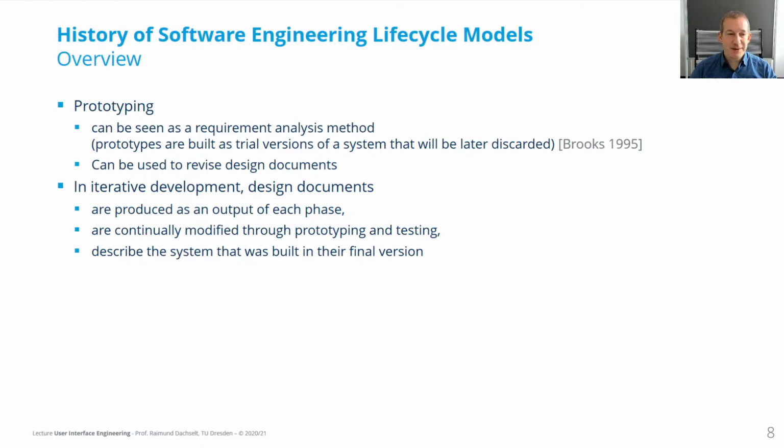We talked about prototyping already as a requirement analysis method, so you can even build prototypes as trial versions of the software, test them or discuss them with your clients, and then derive better or improved requirements. In iterative development, design documents are produced as an output of each phase, and that also applies to software engineering, not just to usability engineering. They are continually modified through prototyping and testing, and they describe at the end the system that was built in its final version.